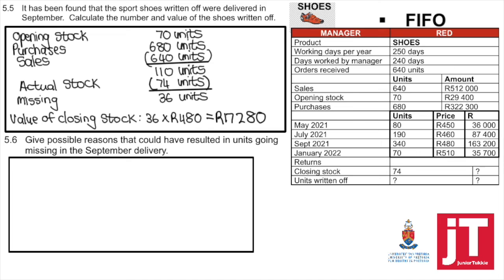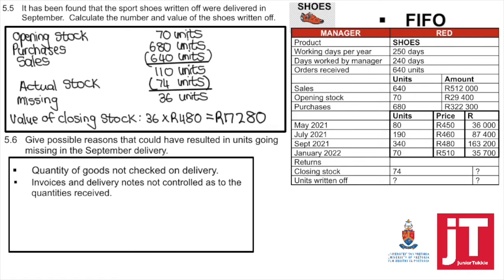5.6. Give possible reasons that could have resulted in units going missing in the September delivery. So if we look at possible reasons, quantity of goods not checked on delivery. When stock is delivered, it's very important that we check the number of items which we've ordered and was it actually being received.